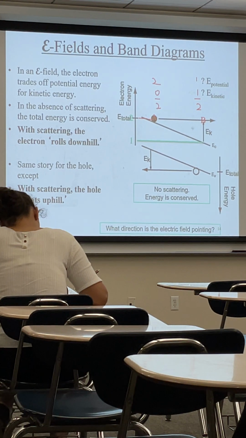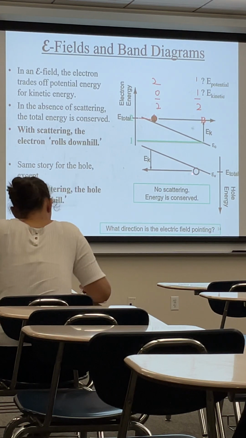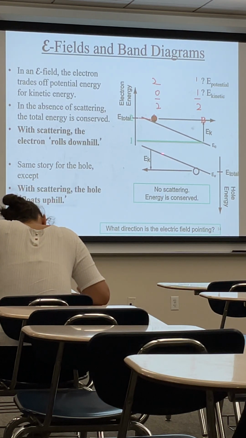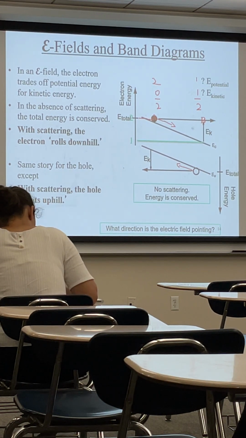And we have the same story for holes, right? Because holes will move along the electric field direction. So the holes will move to the left. And with scattering, holes will float up here. Holes with scattering will move around this direction, and the electron will move this direction with scattering.